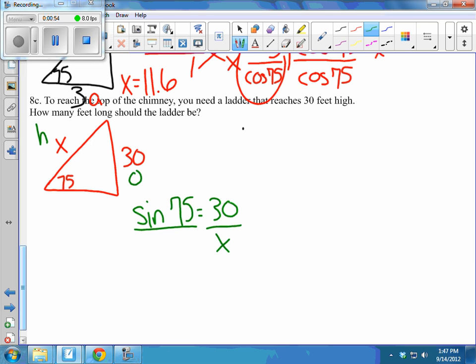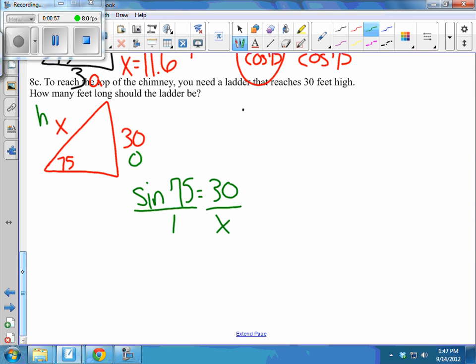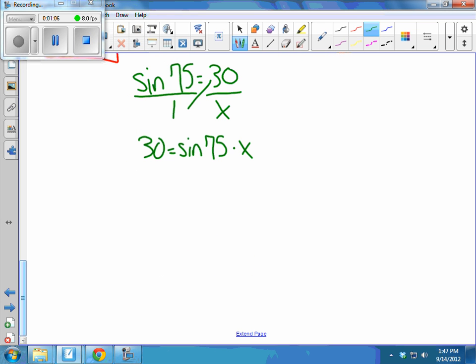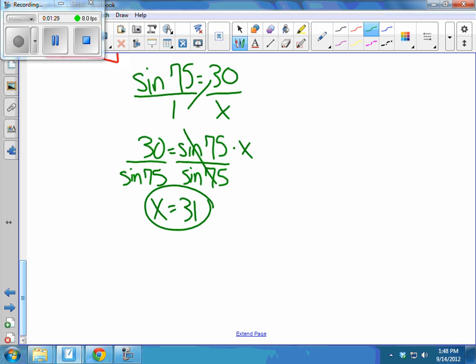And again, now I go into my cross products. So I'll take 30 times 1, which is 30, and then sine of 75 times x should also be 30. So now to get x by itself, I'm going to divide by sine of 75, which is a decimal, and I could look on that trig table that I gave you guys. These cancel out, and now I'm just left with taking my calculator and dividing 30 by the sine of 75, and I get about 31 feet. So I'm just rounding it to that. And that is number 8.